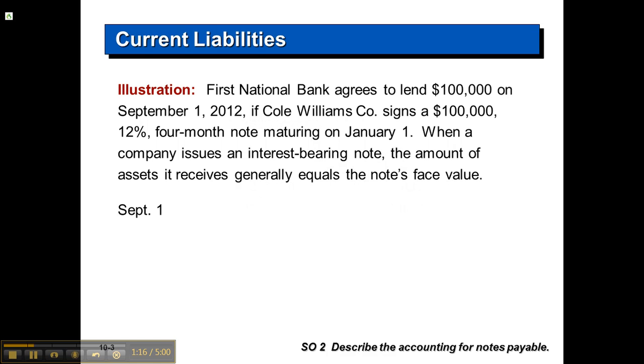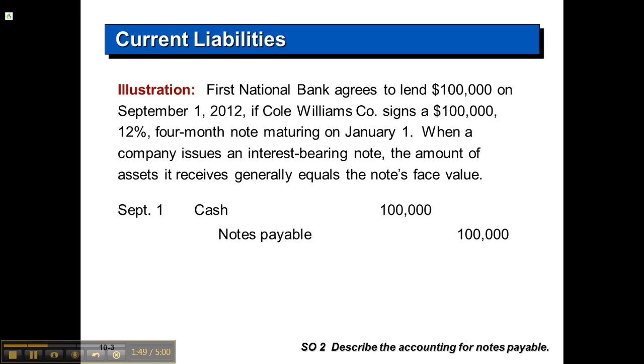So for example, if we were to borrow $100,000 in September, we would sign a promissory note for 12% interest for this 4-month note. And so when we actually receive the proceeds from the loan, we're going to increase our cash account for the value of the loan that we've received, at the same time recognizing that we now have a notes payable for the face value of that loan.